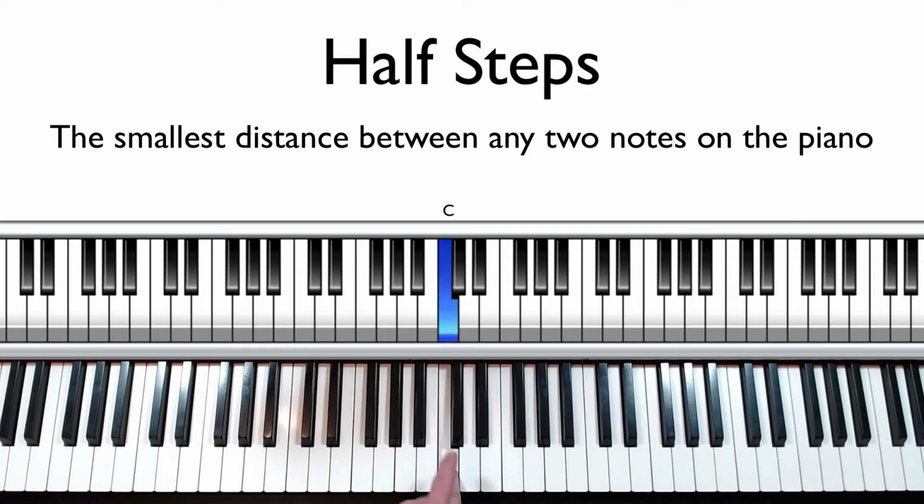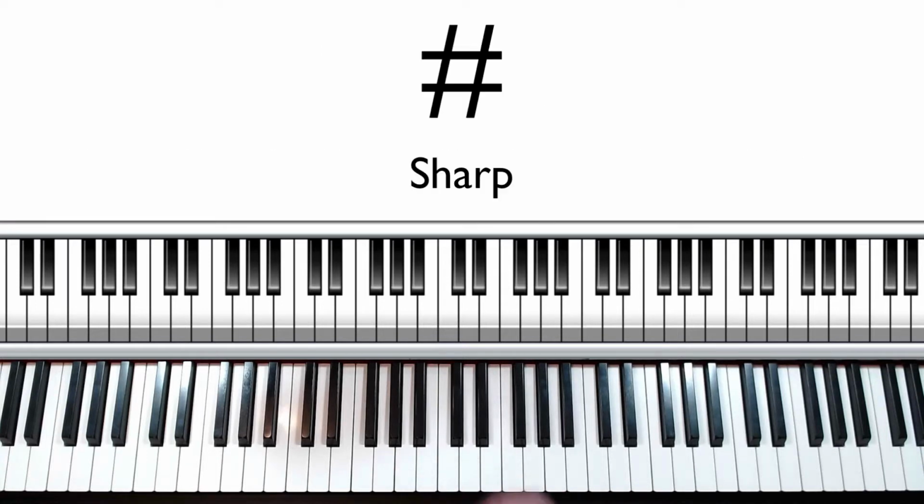And similarly, if I go down from C, I will go to this white key because these are actually the closest they can be. There are no other notes in between. So that's what a half step is. It is the smallest distance between any 2 notes. And there is a symbol that indicates that I should move up a half step from a white key, and that is a sharp symbol.